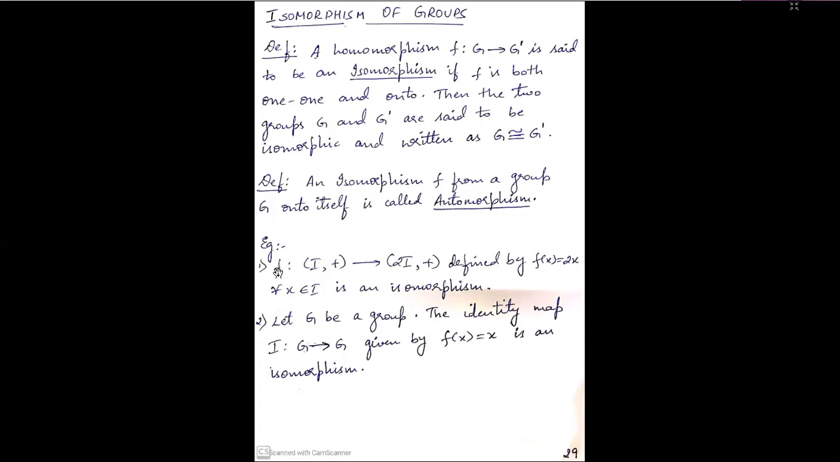For example, you have a function f from (I, +) to (2I, +), where I is the set of all integers, defined by f(x) = 2x for all x belonging to I. This is an isomorphism, because every element of I is mapped to an element of 2I. You can check that this is one-one, onto and also a homomorphism. So this is an isomorphism. Also f from G to G defined by the identity map, which takes the elements to themselves. That is, I is a mapping from G to G itself, and this is an isomorphism. In fact, this is an automorphism because it is a mapping from G to itself.